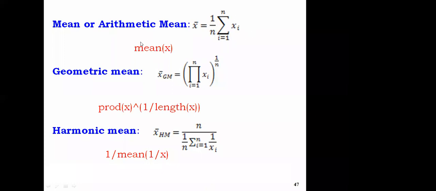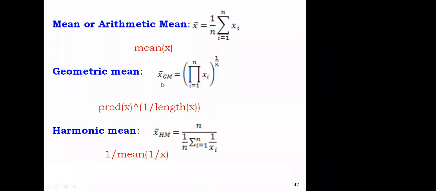So what is this in red? Mean x. In red color, I'm writing here mean x. That means this is the formula for our language, R. We write mean within brackets x, and this will find in R the mean of your given data.